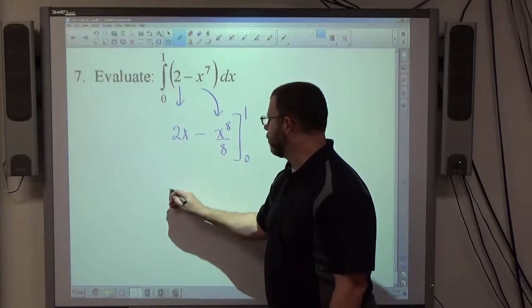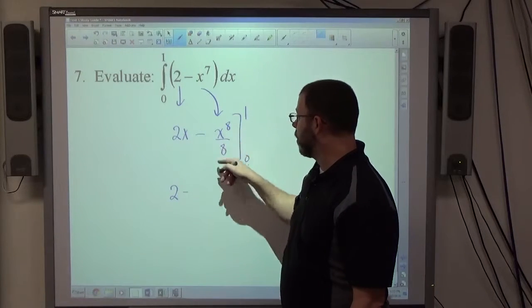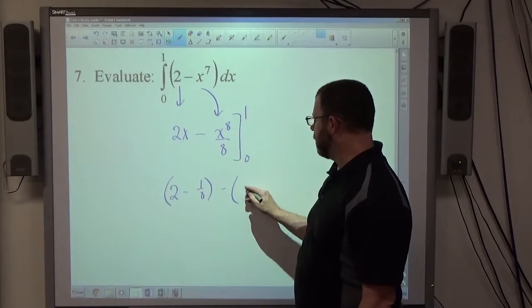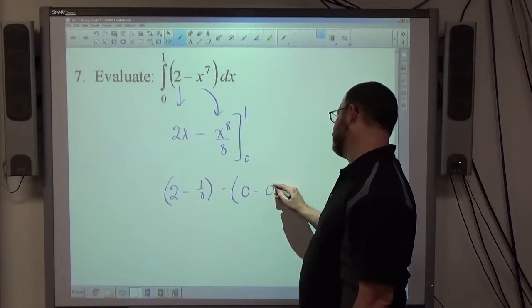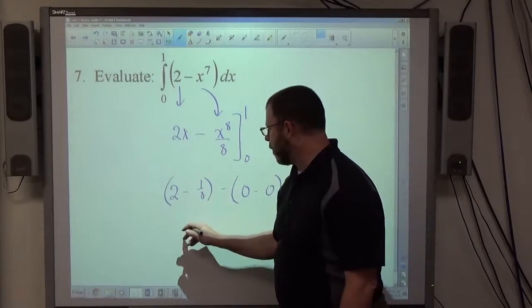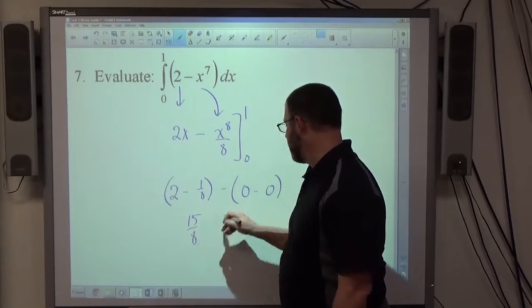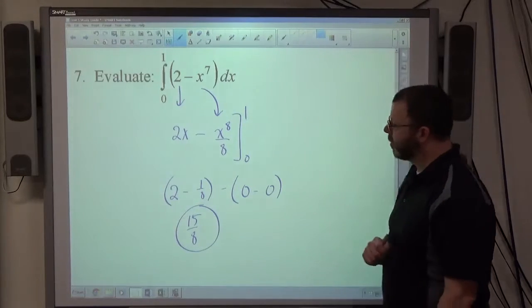Substitute 1 first, 2 times 1 is 2. 1 to the 8th is 1, over 8 is 1/8. Substitute 0, 2 times 0 is 0, 0 to the 8 over 8 is 0. 2 minus 1/8, that's 16/8 minus 1/8 is 15/8. Minus 0, so 15/8 is the answer to that one.